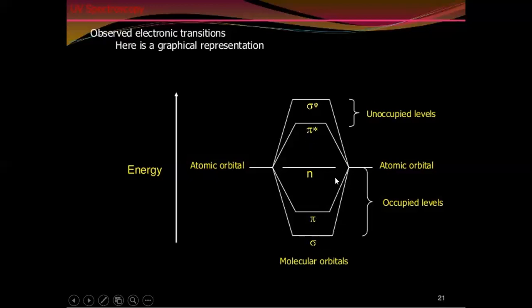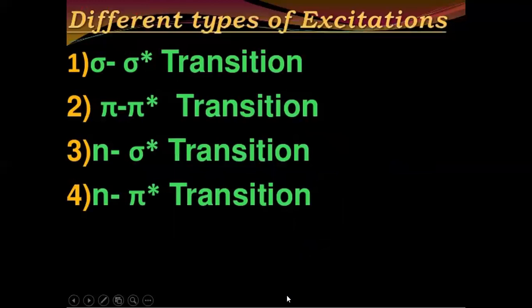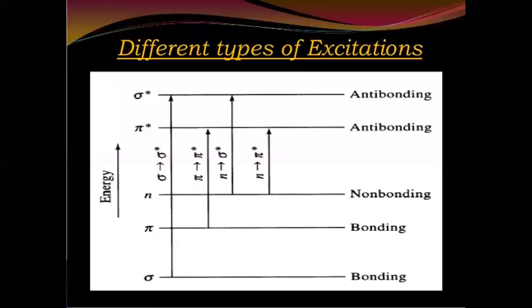Now let us see the energy, how it is. Here, I've told you different types of excitations. Sigma to sigma star in alkanes is from the bonding to the anti-bonding orbital. High energy is required, so a very low wavelength, at 150 nanometers. We can observe this in alkanes.